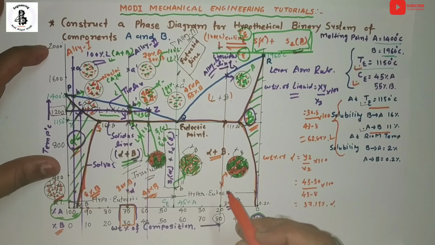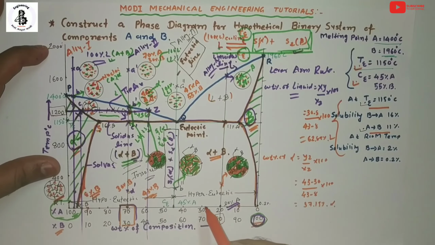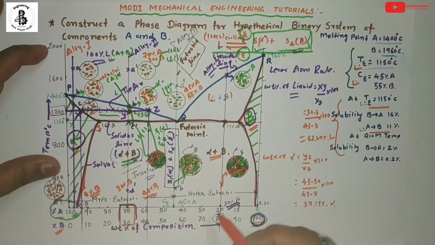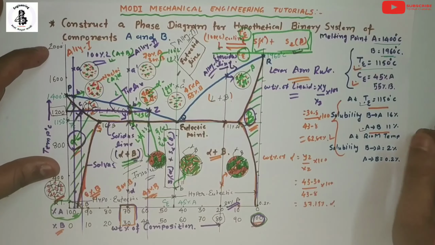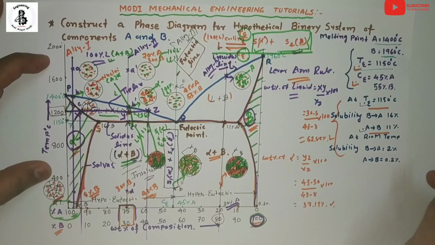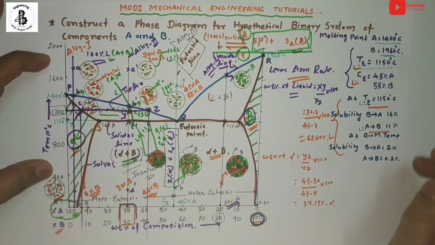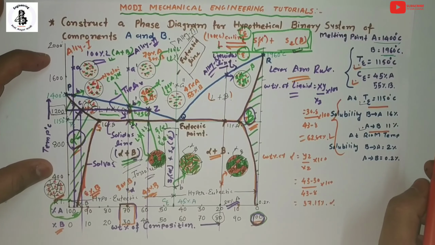In a similar way, you should also find it for the hyper-eutectic case with the lever arm rule. So I hope you understand this diagram, where both the metals are soluble in the liquid state but partially soluble in the solid state.